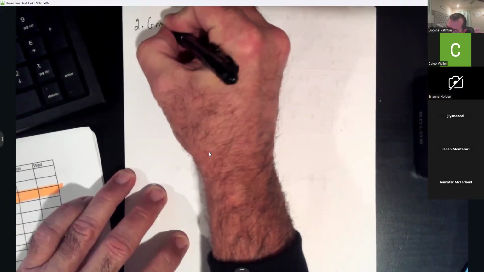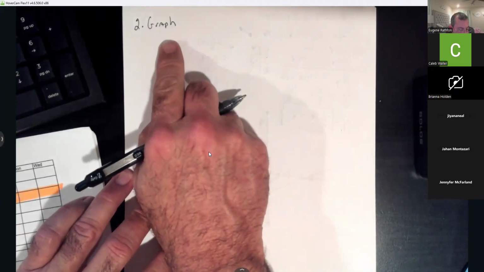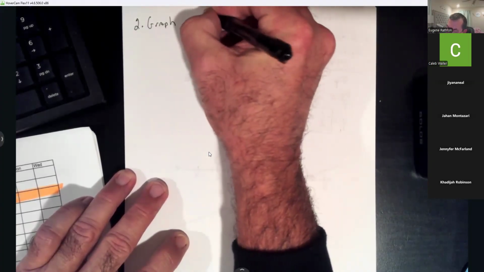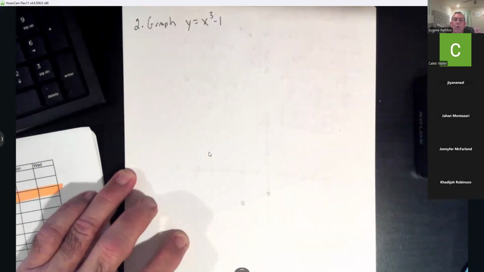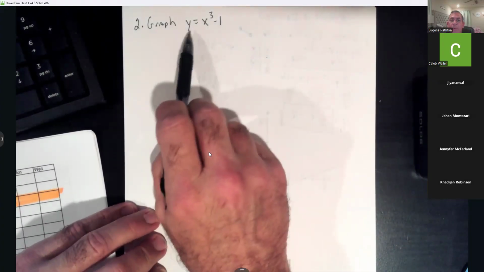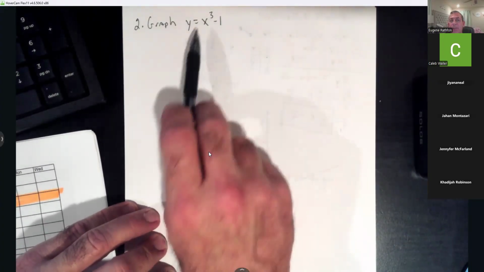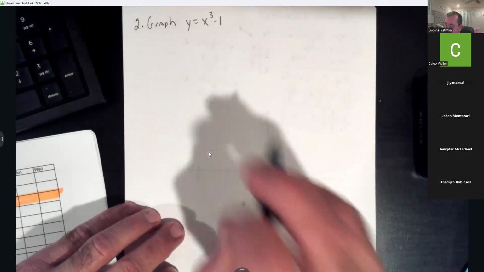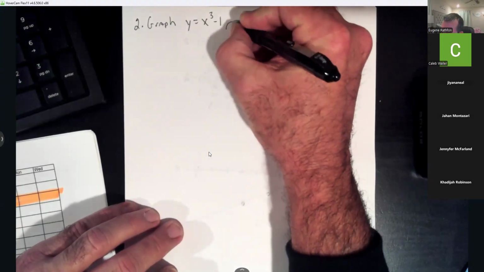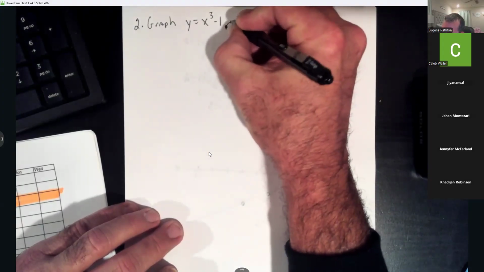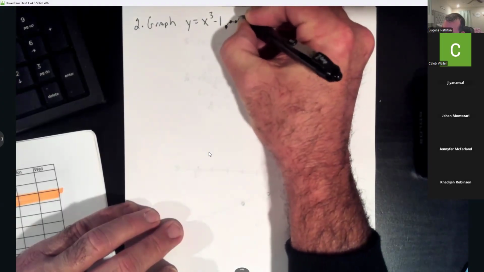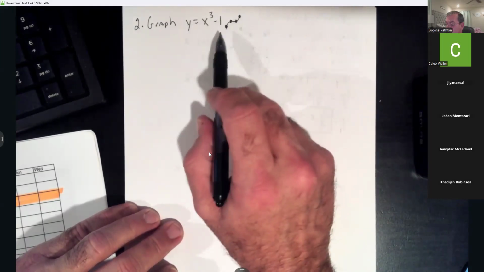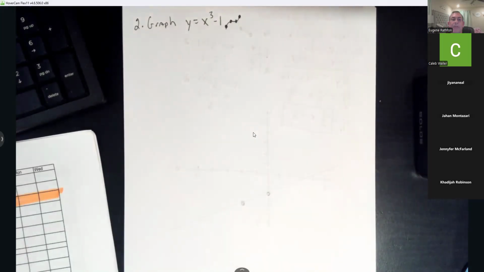And number 2's another graph. We're going to graph y equals x cubed minus 1. So this is already solved for y, so you can put that in the calculator just like it looks and see what kind of graph you're going to get. On this one, it's a cubic. It's going to be the 4-point cubic tool. So it's the squiggly line on the cubes, and it needs 4 points.